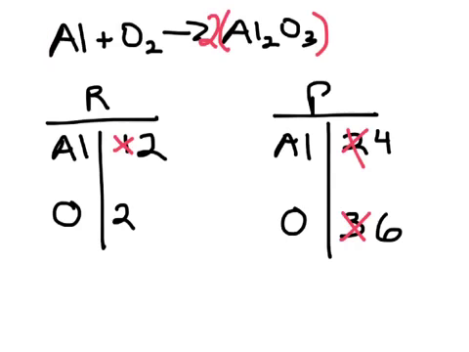To make 4 aluminums, I have to put a 4 here. Now I have 4 aluminums. And then I'm going to have to make 6 oxygen. If I put a 3 here, now I have 6 oxygen. So the balanced equation becomes 4 aluminums plus 3 oxygen molecules yields 2 molecules of aluminum oxide.